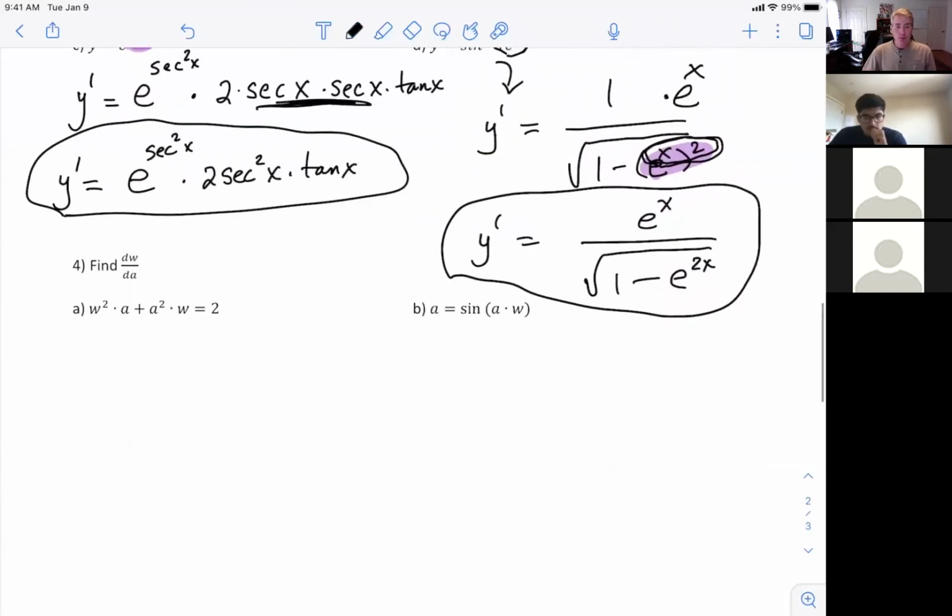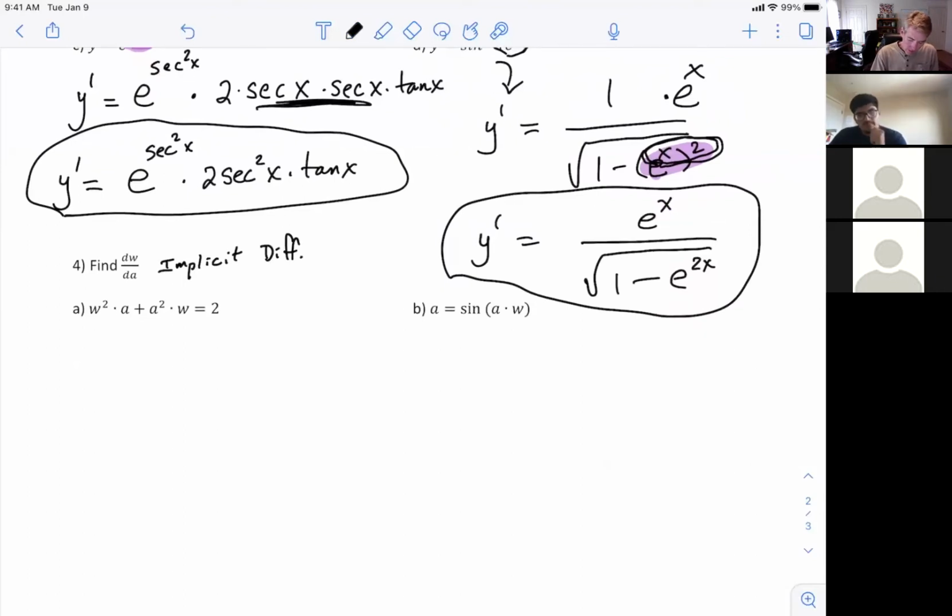Then on to taking derivatives, but what if the letters were different? So instead of using x and y, we're going to use w and a as the variables. And this is another example of implicit differentiation. Okay, here we go.